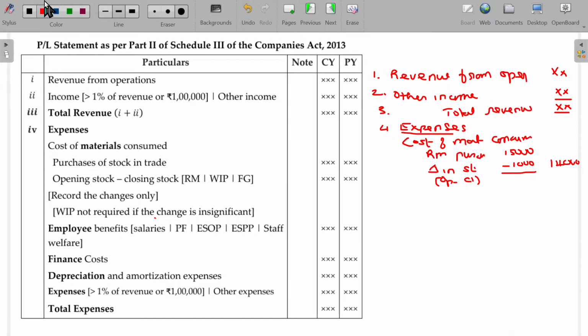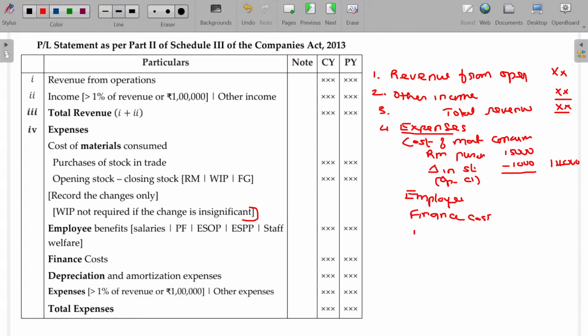So under expenses, cost of material is the predominant one, where raw material is purchased. With that you have to do plus or minus with respect to the changes in inventory. If the change is insignificant, usually work in progress will not be recorded. But if you find this value is significant, then you can show it. Otherwise, you don't need to show it. Then what other things are required? One is material, another one is employee benefit. Employee benefits. Another one is you need to borrow money sometimes, so finance cost.